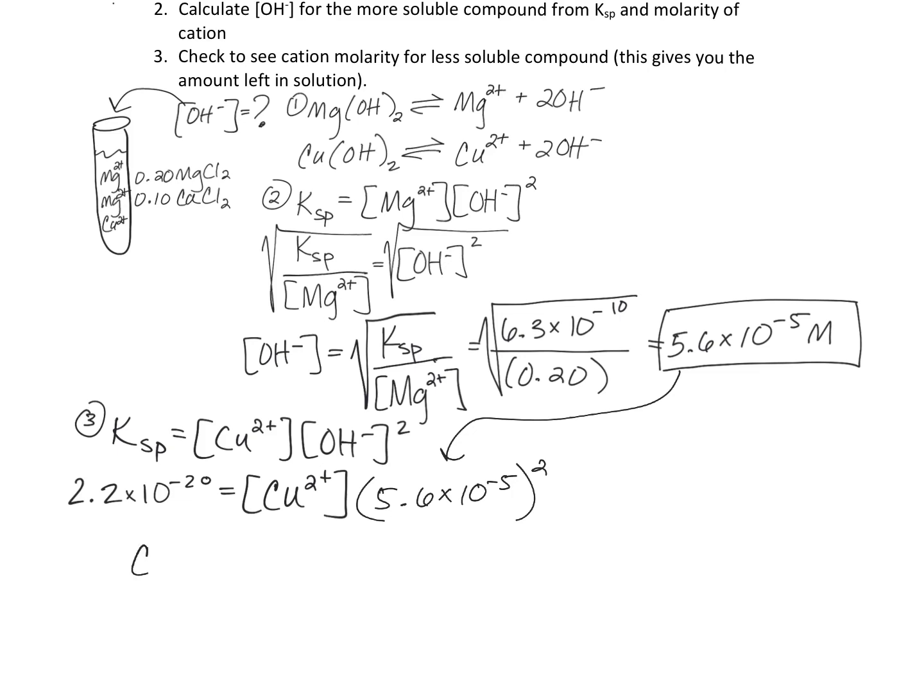I end up getting a copper concentration remaining in solution of 7.0 times 10 to the negative 12. That's how much is left in the solution after I precipitate. That's a very, very small amount of copper left in the solution, which means I've pretty effectively separated it out. Most of it is going to be solid at the very bottom of the test tube. Okay, so that's how separation between two metals works.